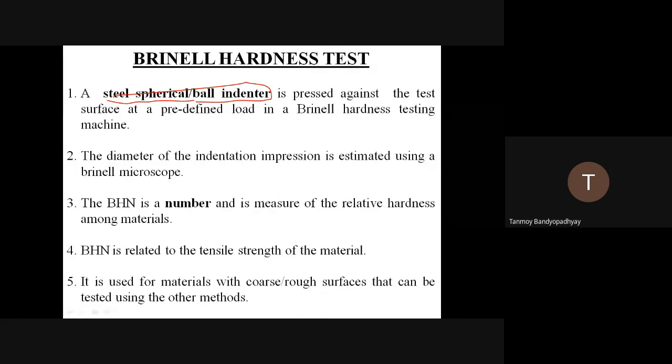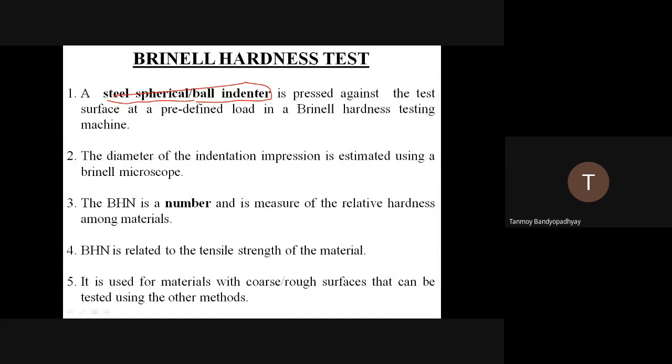It is also related to the tensile strength of the material. There are certain relations based on the range of the Brinell hardness number. I'll also be sharing the lab manuals with you. In the lab manuals, it's given what the relationship is between the Brinell hardness number and the tensile strength of the material. There are three or four relations, so based on the range of the BHN values, you will have certain relations between the BHN and the tensile strength. That is very well given in the lab manual, and I will be sharing the lab manual with you by today itself.